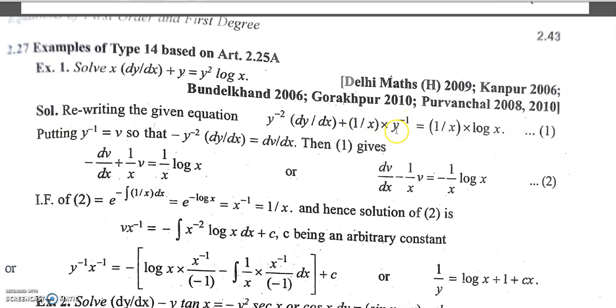Now you need to take function of y as v, so that means y power minus 1 is v, so that y power minus 2 dy/dx equal to minus dv/dx. Then equation 1 gives this equation. So this is a linear first order differential equation in v. Now integrating factor is e power integration of minus P dx, because we are differentiating with respect to x, that means 1 by x. So solution will be v into 1 by x equal to minus integration x power minus 2 log x dx plus c. Okay, so after integrating you get up to this.